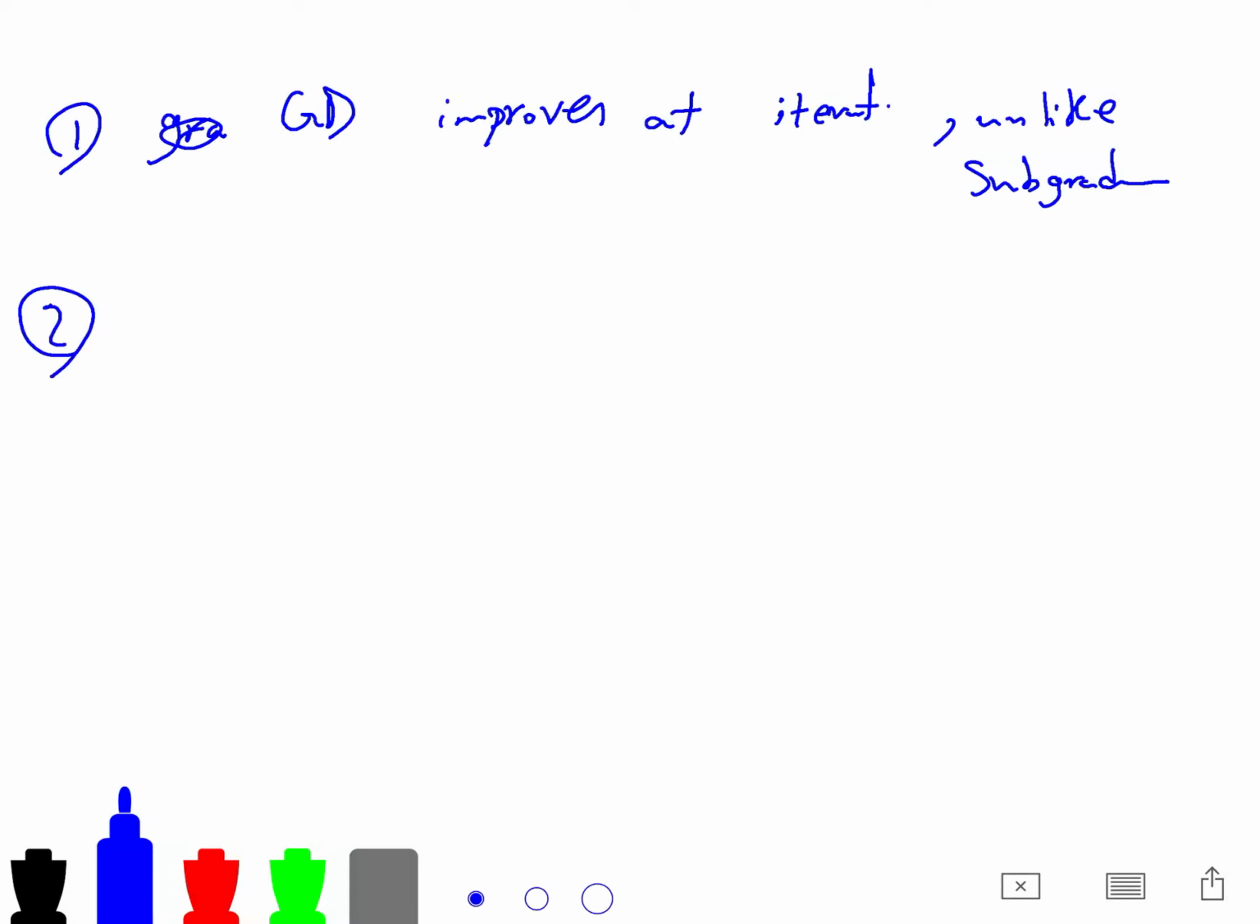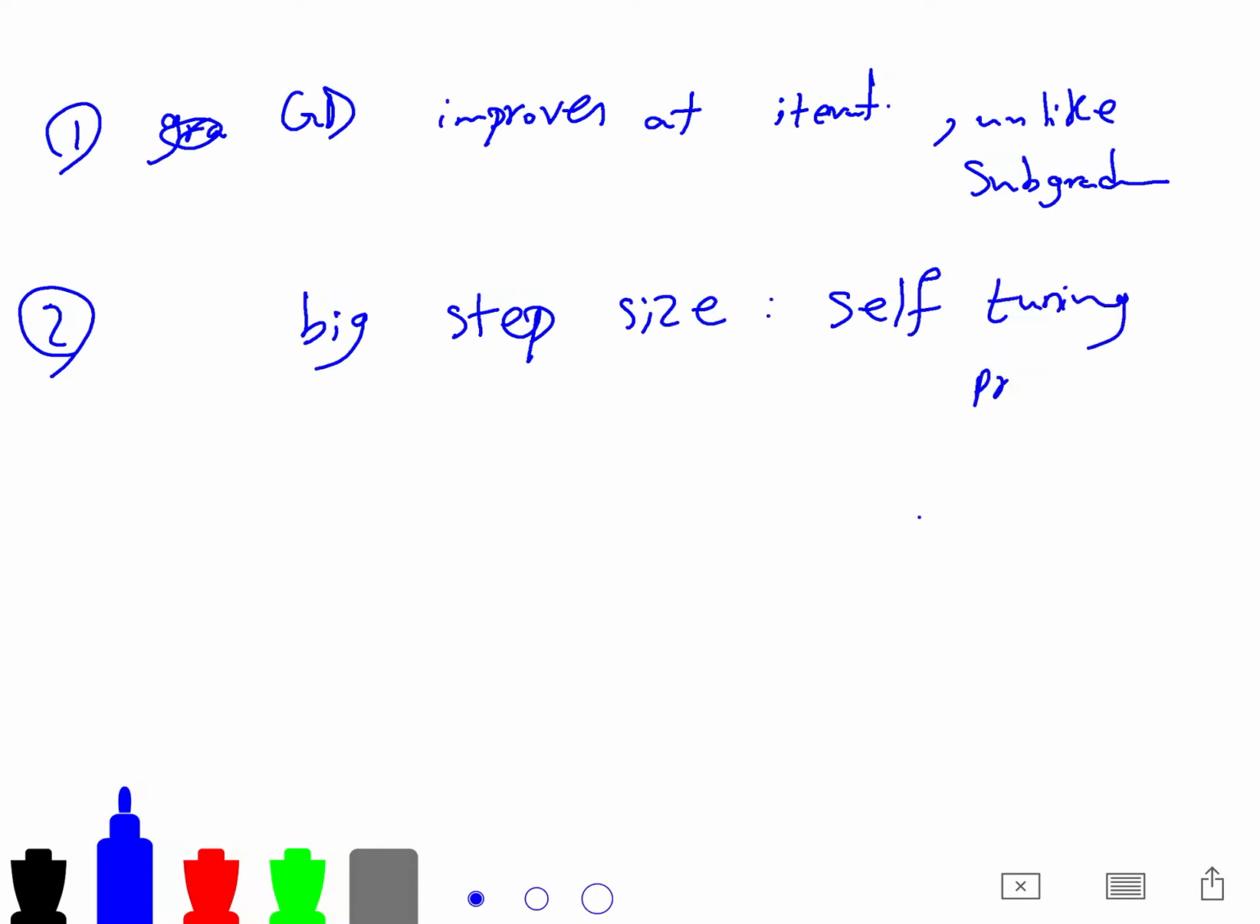And the second point, gradient descent can take big step size. When you're too far away, you can take a big step size and you get a good result. You get closer to the optimal solution, and we call this the self-tuning property. But we don't see that for the non-smooth version. And the third point is that the gradient descent algorithm takes bigger steps when far away.